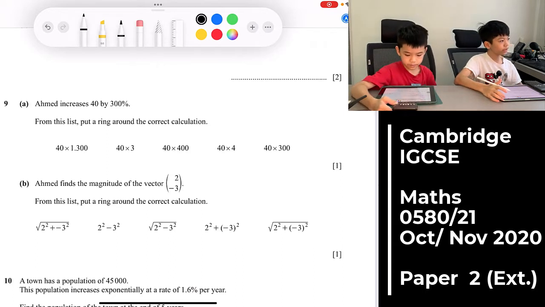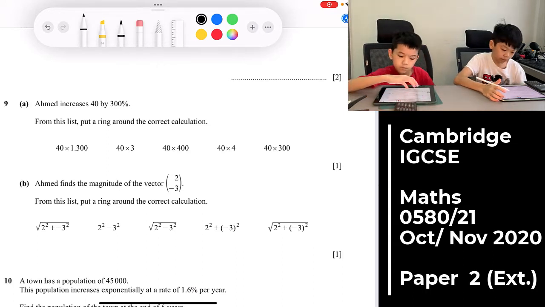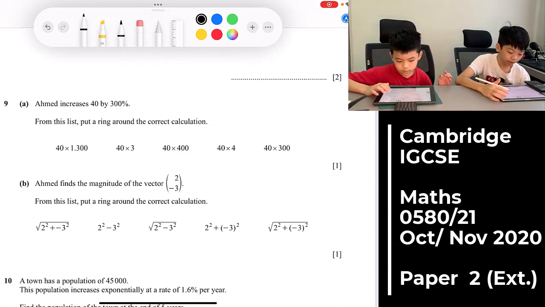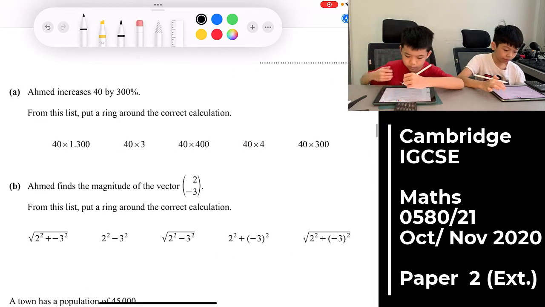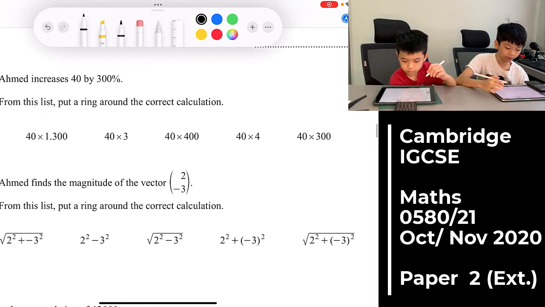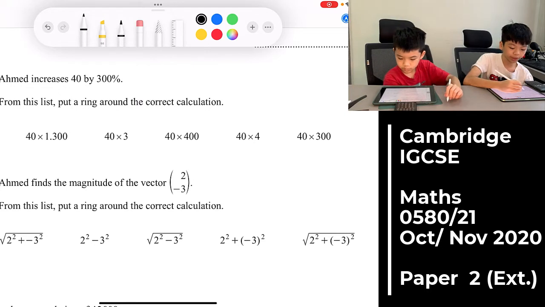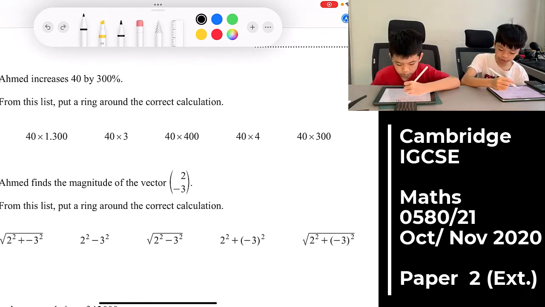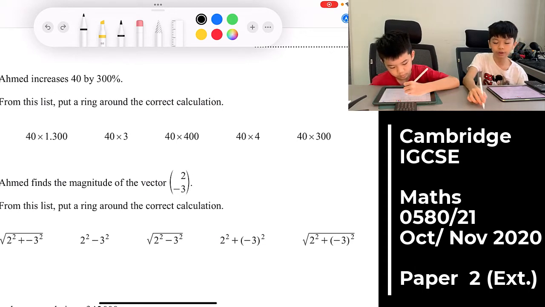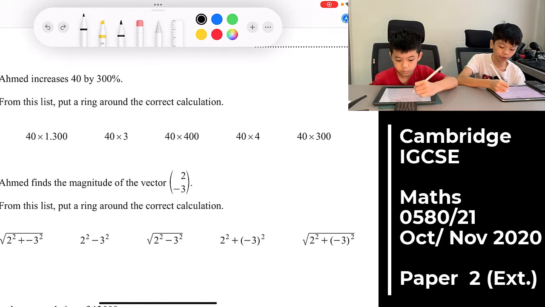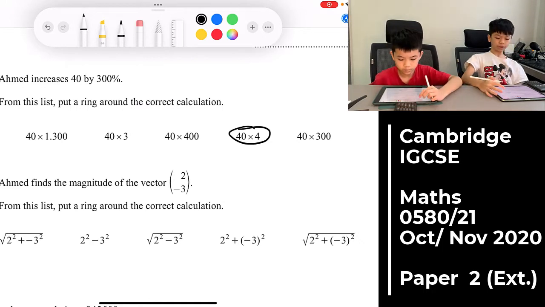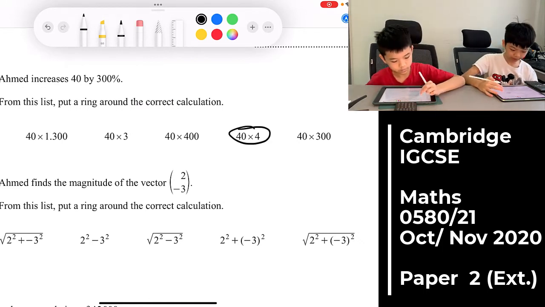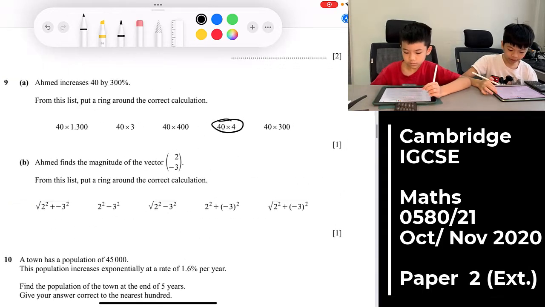Okay, question 9a. Put a ring around the correct calculation for a 300% increase of 40. So it says increases, so 1 plus 300 over 100, which is 4. So 40 multiplied by 4. That is the correct calculation.